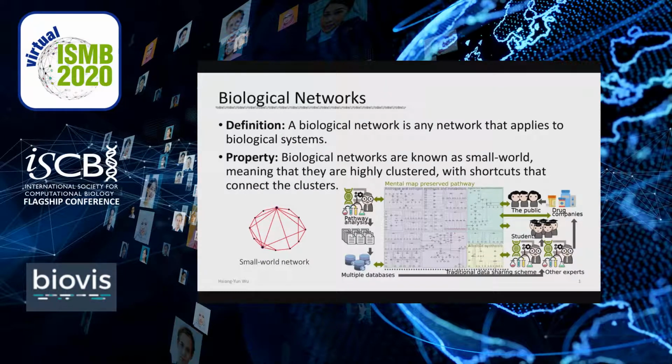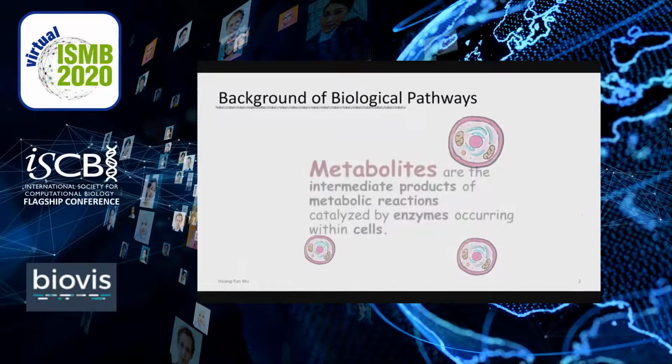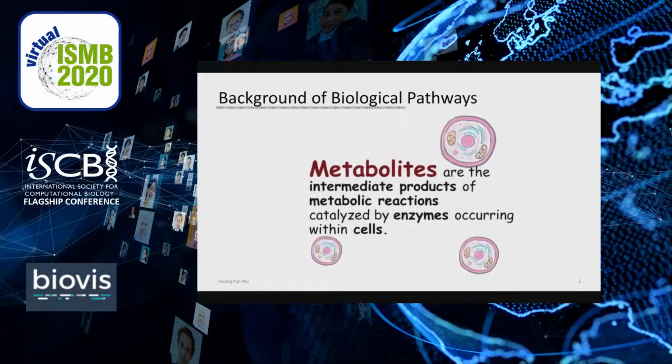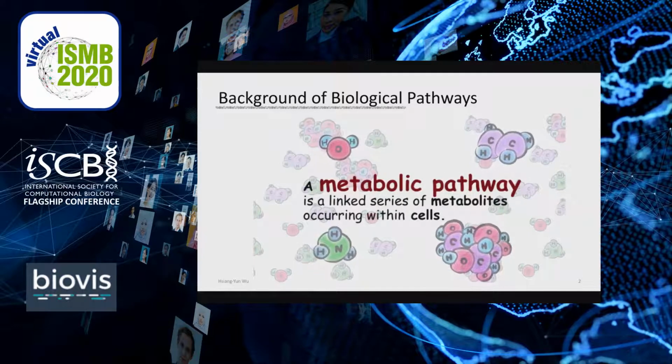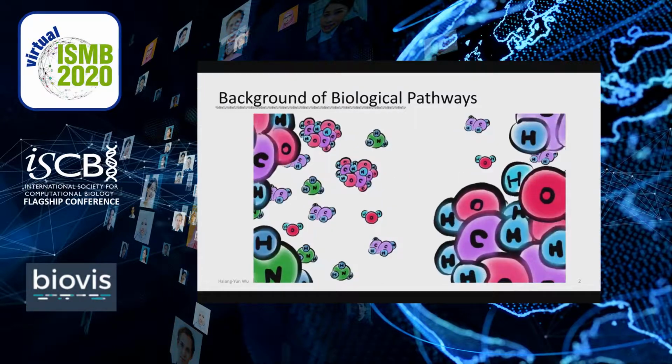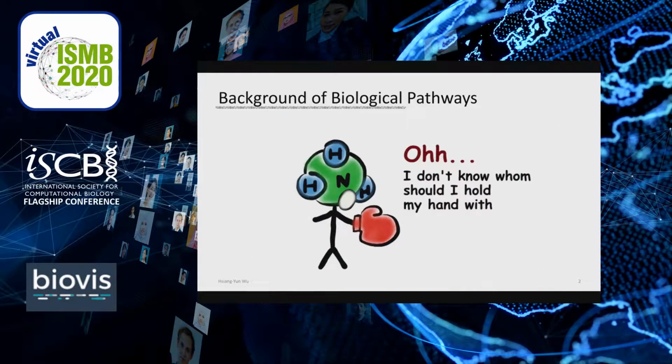A biological network is any network that applies to a biological system. It is also well known as small-world, meaning that they are highly clustered with shortcuts that connect the clusters. Among biological networks, metabolic networks, which are formed by a set of metabolic pathways, are often studied. However, the size of the network is often large, and readers may get lost easily during the exploration.